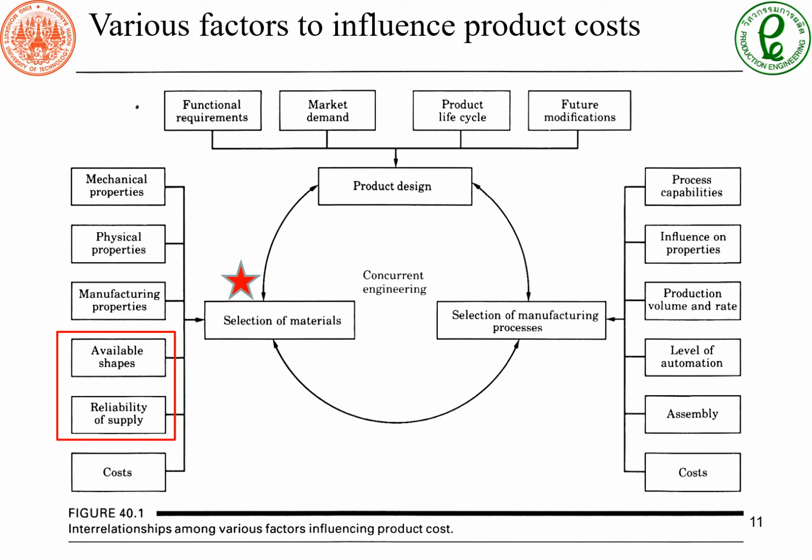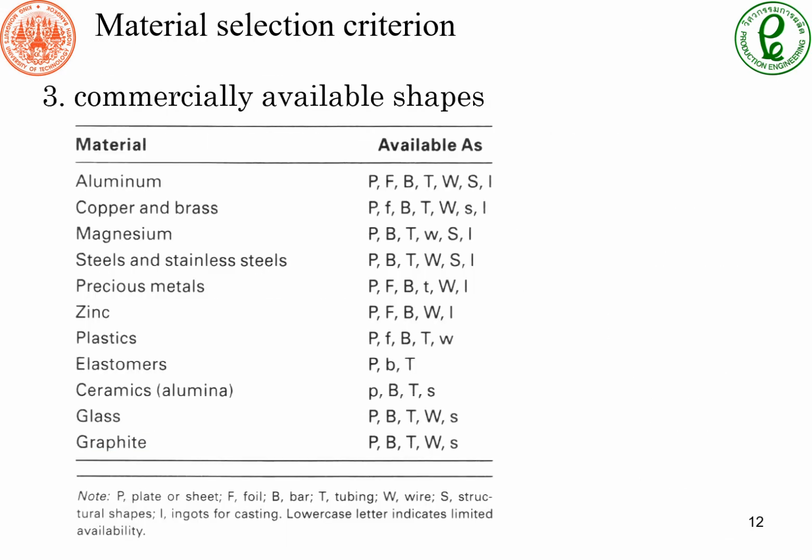Another aspect we need to consider when we select material for our product is how can we buy this material? What should our starting raw material look like? Can we buy this easily in the market? Are there many raw material suppliers in the market? Some materials are already available, meaning they can be bought easily in the market in many shapes, such as plate, sheet, foil, bar, cube, wire, and structural shapes like T-bar and I-beams. Some are sold in rectangular or circular form known as ingots or billets.